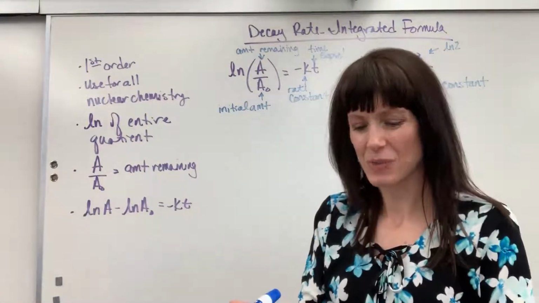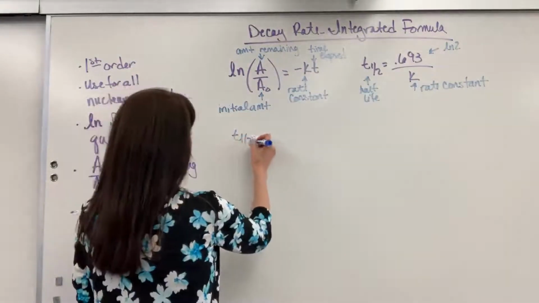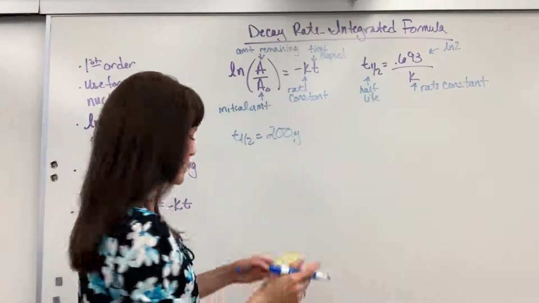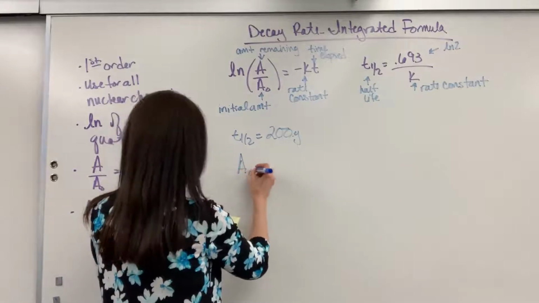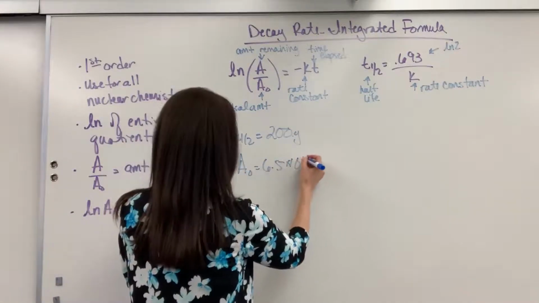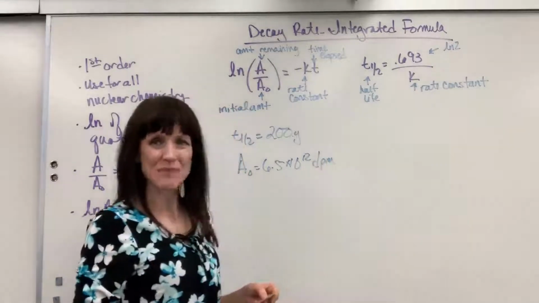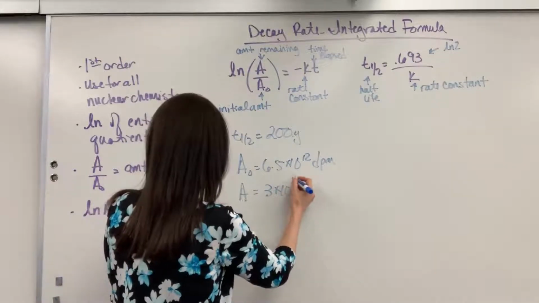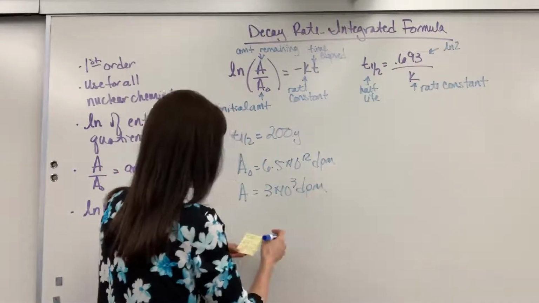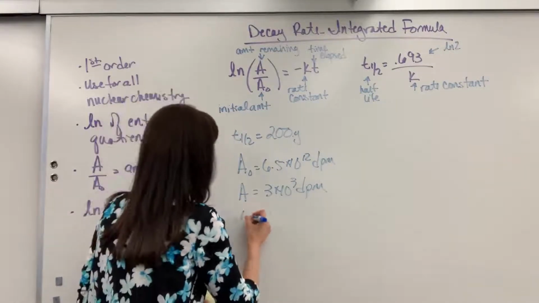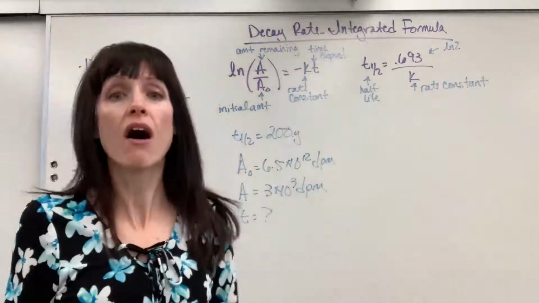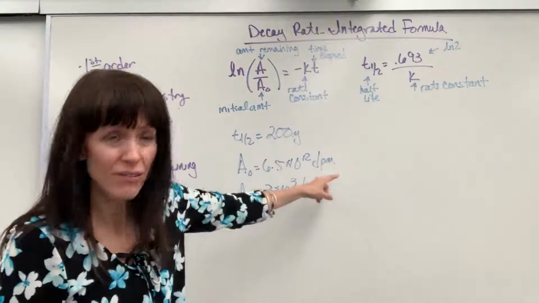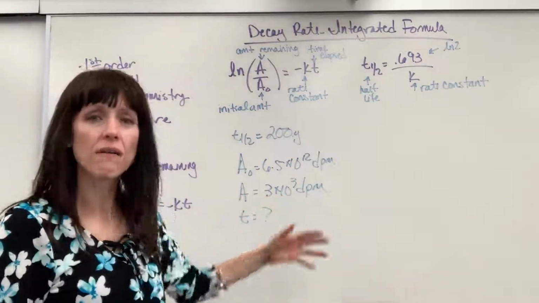Okay, so in our next problem, we are going to have a half-life of 200 years. We're going to have an initial amount of 6.5 times 10 to the 12. We're going to do disintegrations per minute again, and the remaining amount is 3 times 10 to the 3 disintegrations per minute. And we want to know what's the time that's elapsed. How long did it take to go from, wow, a lot, 6.5 times 10 to the 12, all the way down to 3 times 10 to the 3? How long did that take?